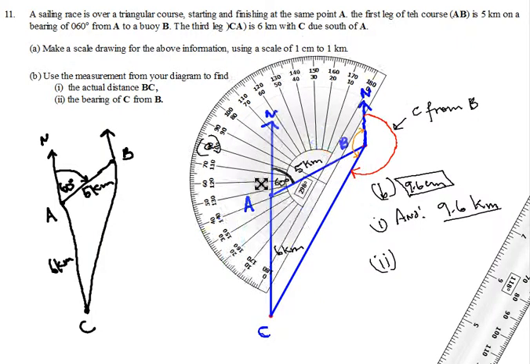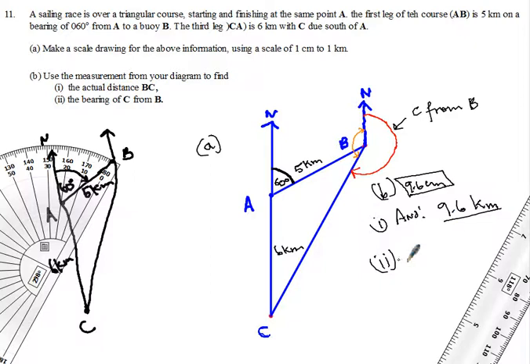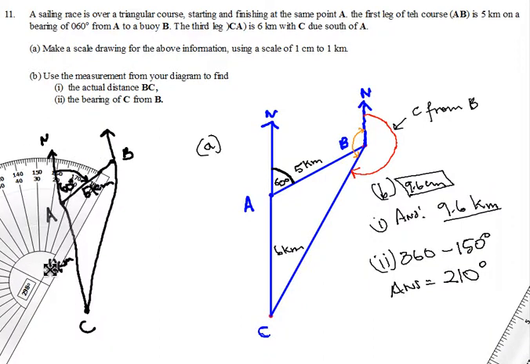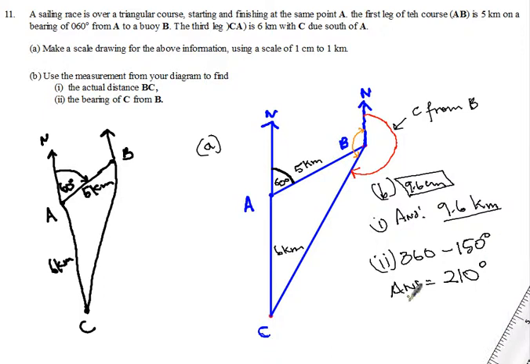Now remember that that's not our final answer. So to get the final answer now, we're going to take 150 from 360 degrees, because you wanted to find the reflex angle. So the answer is 210 degrees. That is the bearing of C from B based on your drawing. So that is it for question number 11 on the 2000 Paper 2 BGCSE.